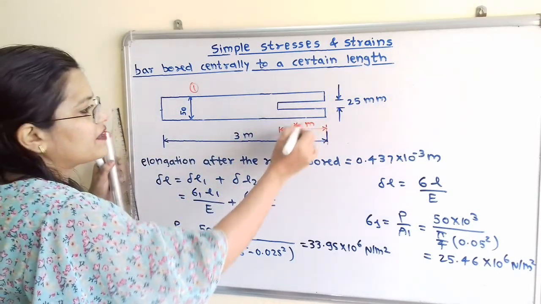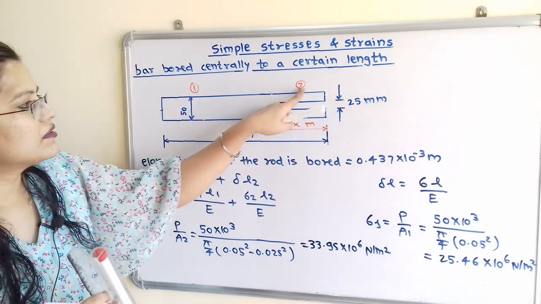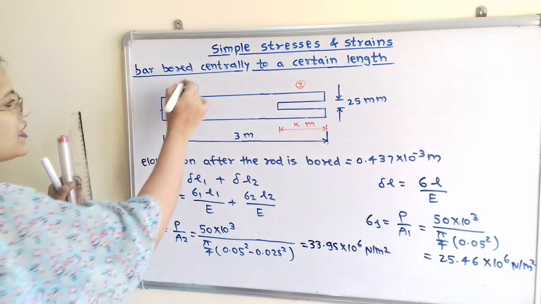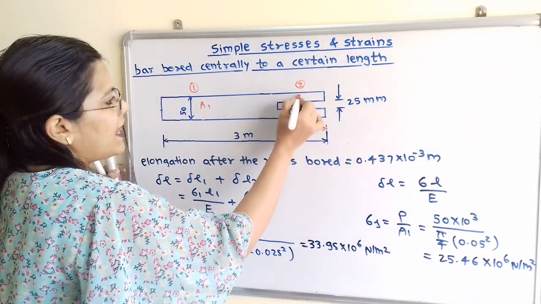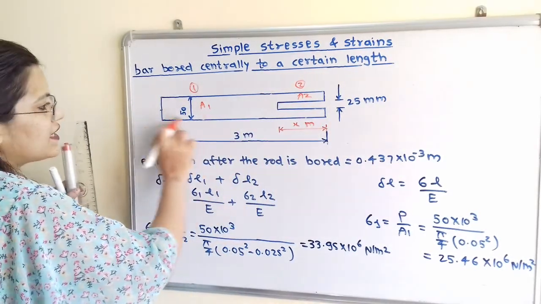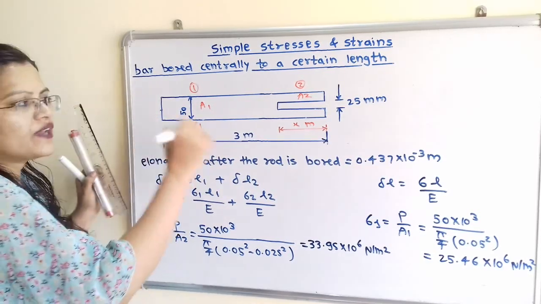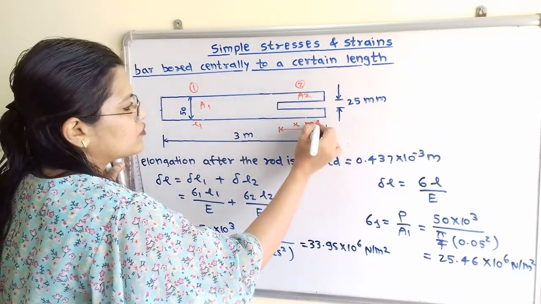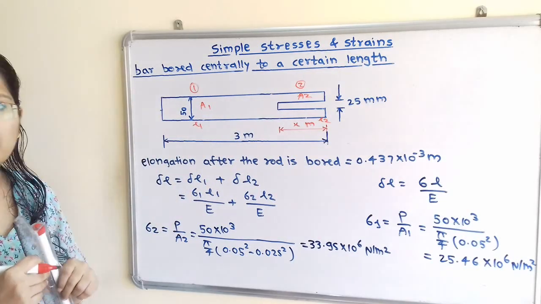So this is the different cross-section. So I will show here the suffix 2. Now we have to find out cross-sectional area at 1, that is A1. Cross-sectional area at 2, that is A2. We have to find out length, that is the length of the rod with 50 millimeter diameter, that is L1. We have to find out the length L2, that is for this suffix 2, that is L2. So from this diagram we will find out all these terms.